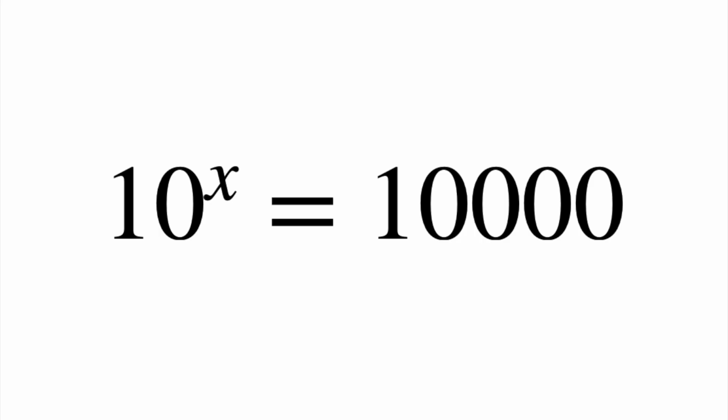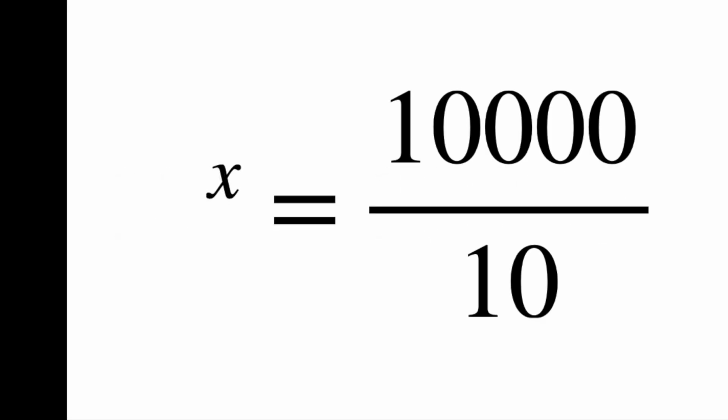But what if you have something that looks like this? 10 raised to the x equals 10,000. How do you get x by itself here? You can't just multiply both sides by 1 over 10 like you did the last time. You'd end up with the exponent just floating there with nothing under it, which means nothing. Raised to the x equals 10,000 over 10?